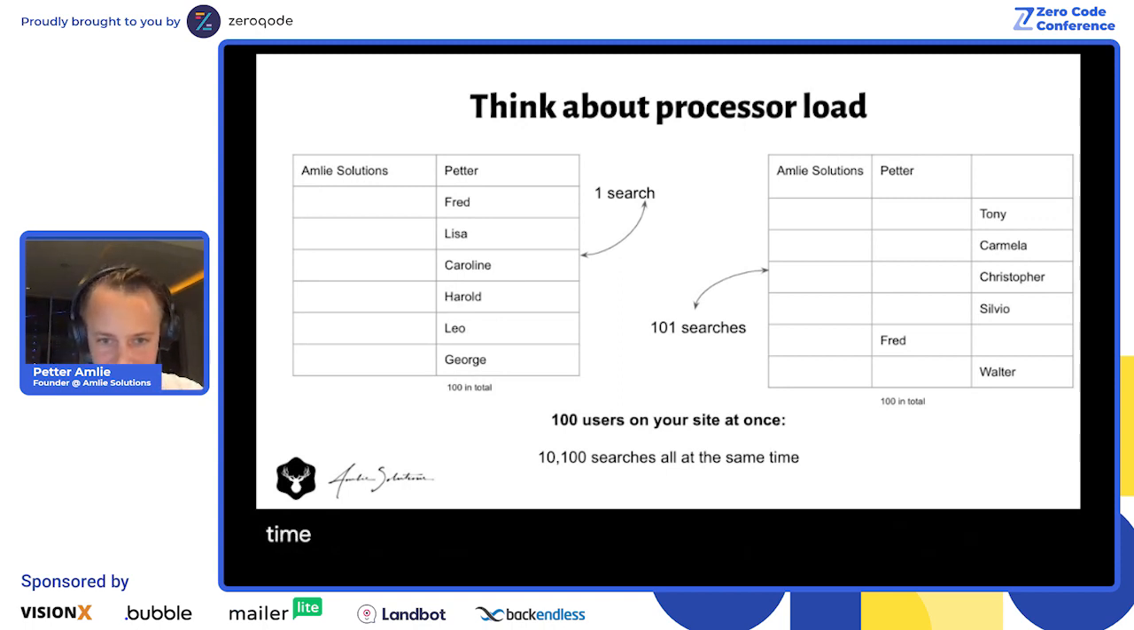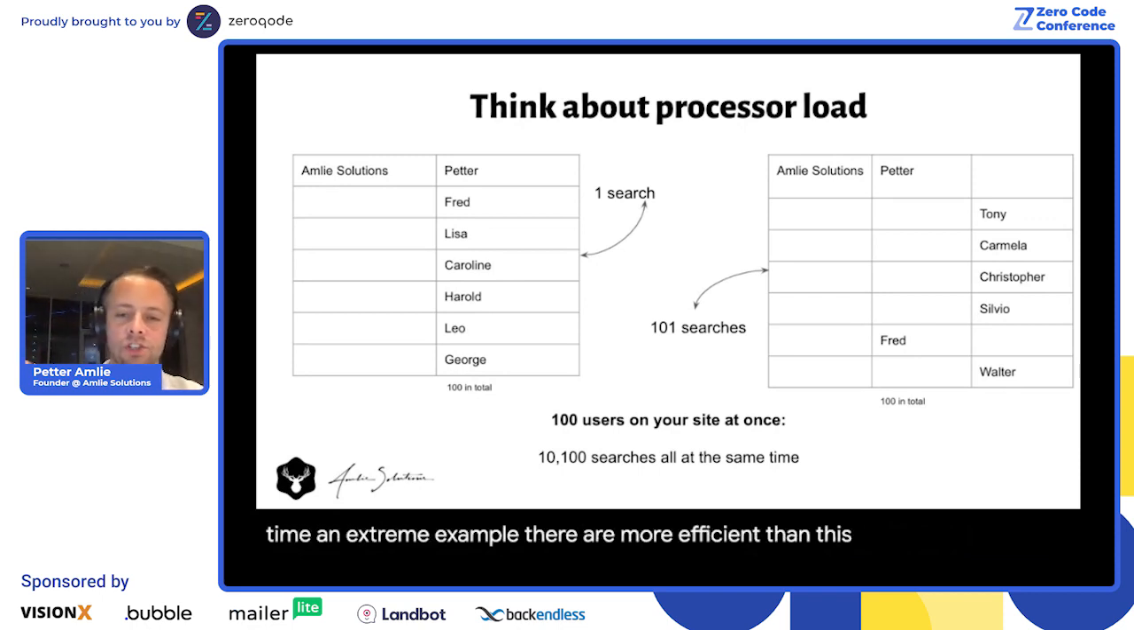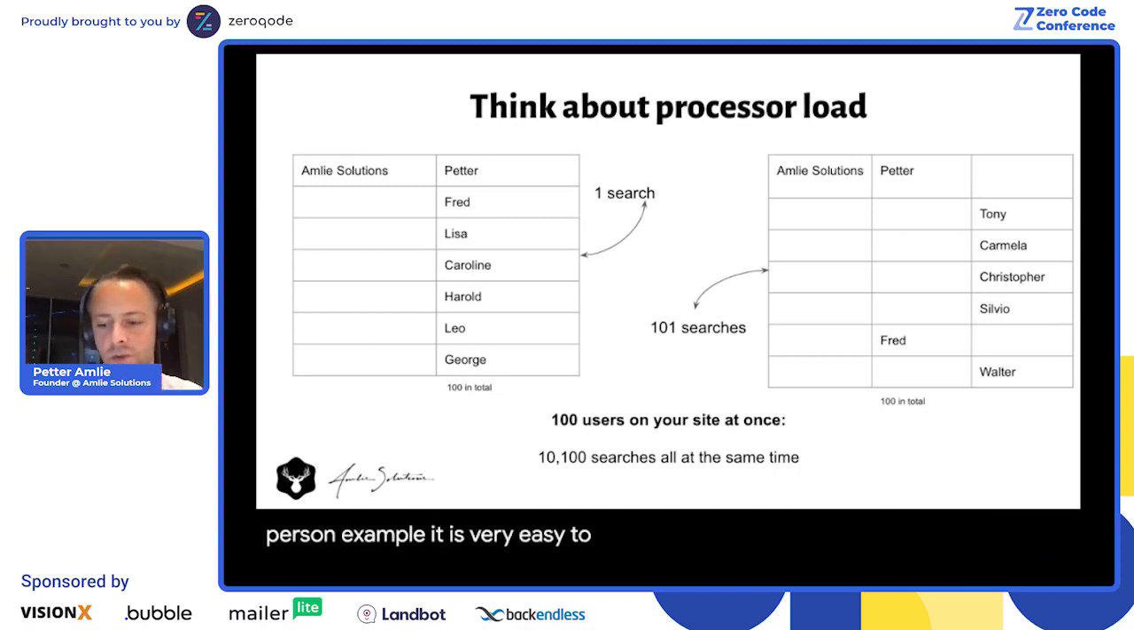Now, this is kind of an extreme example. The searches are more efficient than this. But it just goes to show us an example that it is very easy to spiral your server load completely out of control if you don't plan for it correctly.